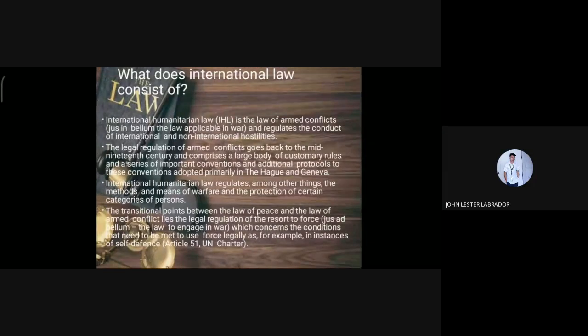International humanitarian law is the law of armed conflicts, jus in bello, the law applicable in war, and regulates the conduct of international and non-international hostilities. The legal regulation of armed conflicts goes back to the mid-19th century, comprises a large body of customary rules and a series of important conventions and additional protocols to these conventions adopted primarily in The Hague and Geneva. International humanitarian law is a set of rules which, for humanitarian reasons, limit the effects of armed conflict.